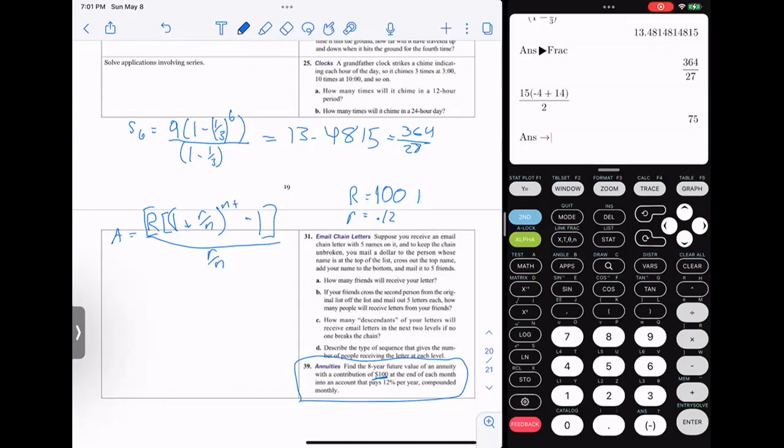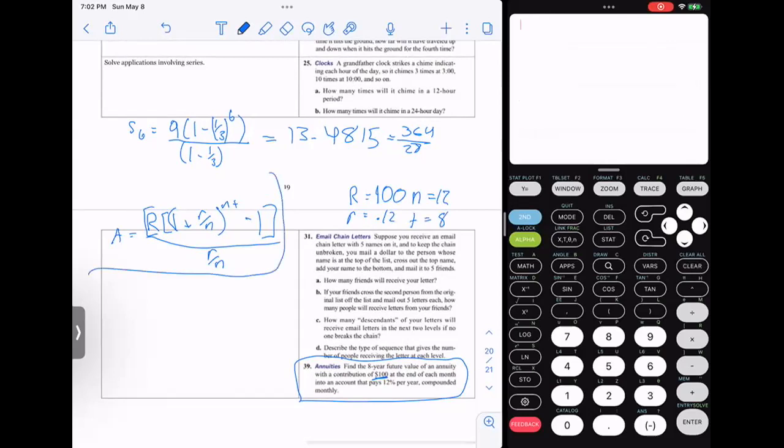But for right now, we're going to use N. N is equal to monthly, which is 12. There are 12 months in a year, over 8 years. So T is our time, which is 8 years. And we're just going to plug all that in the calculator and make it look exactly like it looks here.